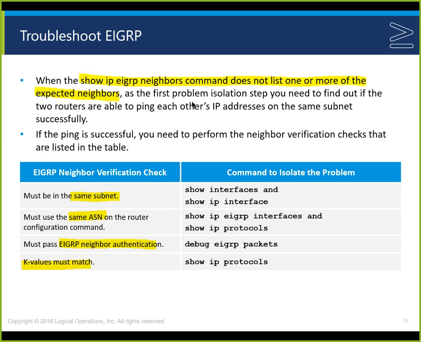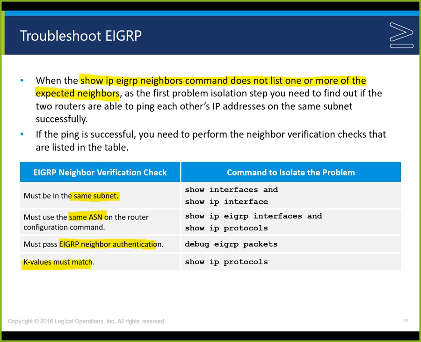EIGRP: the show ip eigrp neighbors command does not list one or more of them. Are they on the same subnet? This goes back to the one that Joel was talking about, being able to ping the adjacent router. Are they on the same network? Or do they have the same autonomous system number? That's an easy mistake to make.